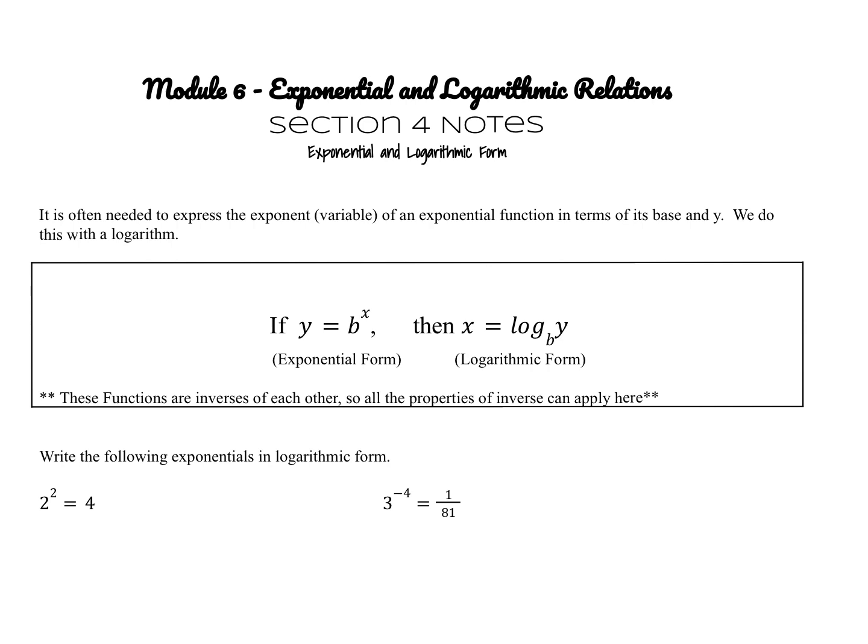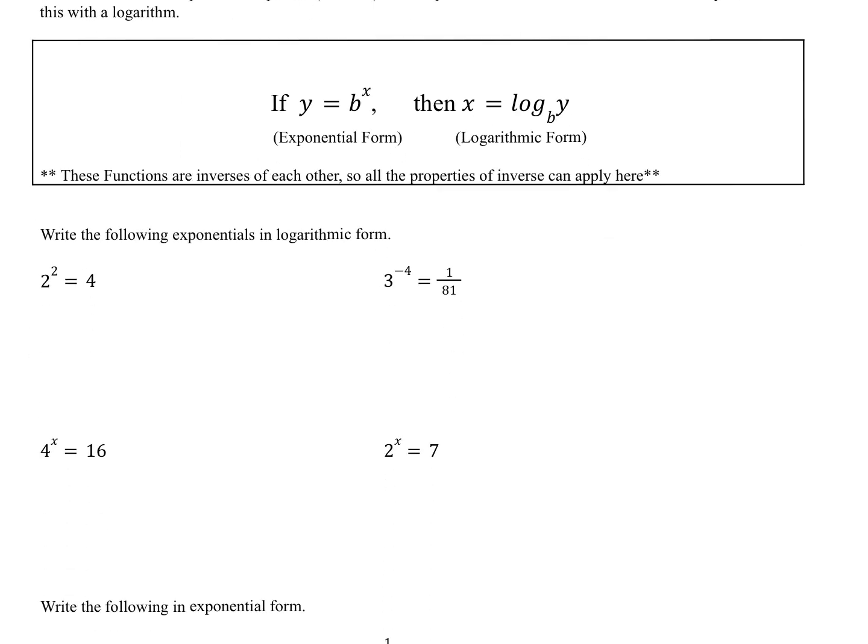In order to do this, we use a logarithm, which is the inverse of an exponential. So all the properties of an inverse apply to it as well. If we have y equals b to the x, which is our exponential form, to convert it to logarithmic form, we do x equals log base b of y. So a logarithm solves for an exponent. Before we get into actually solving, let's go ahead and practice going between the two forms.